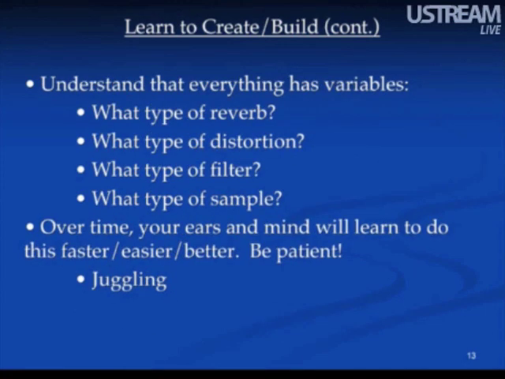And then, as we continue with this learn to create build, you need to understand that everything has variables. What type of reverb? Is it a plate? Is it a hall? Is it a room? How long's the decay time? What type of distortion? Goodness, how many different types of distortion have we all heard? Look at how many Scream has. And then you've got all the Line 6 stuff that has amp models and so many variables. What type of filter? Is it a low-pass filter? Is it a state variable filter? Is it a comb filter?